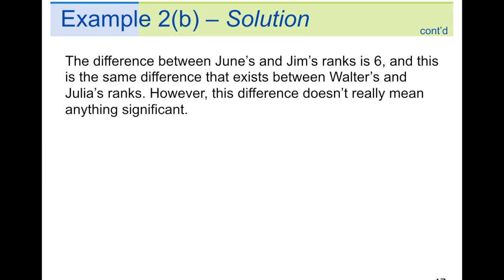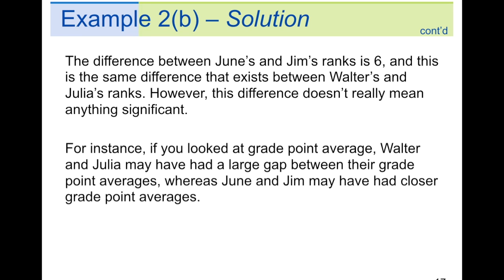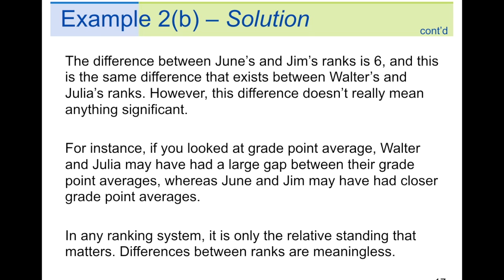The difference between June's and Jim's ranks is 6, and this is the same difference that exists between Walter's and Julia's ranks. However, the difference doesn't really mean anything significant. For instance, if you looked at a grade point average, Walter and Julia may have a large gap between their grade point averages, where June and Jim may have had a closer grade point average. In any ranking system, it is only the relative standing that matters. Differences between the ranks are meaningless.